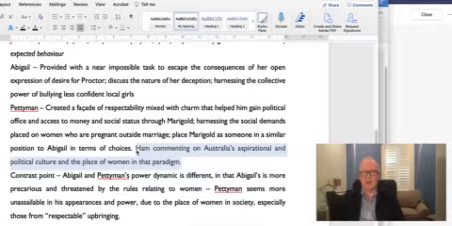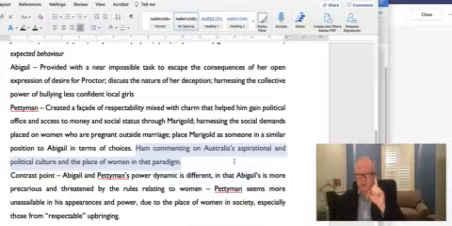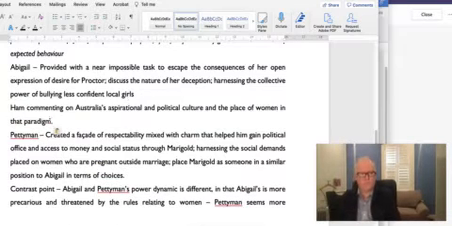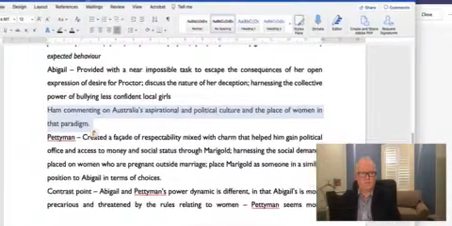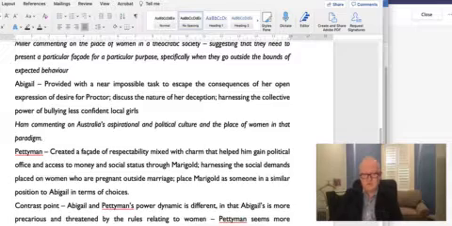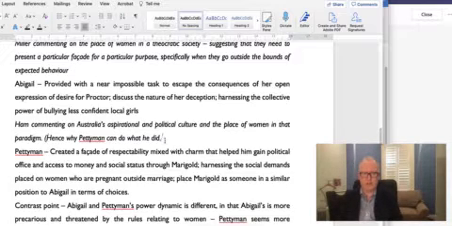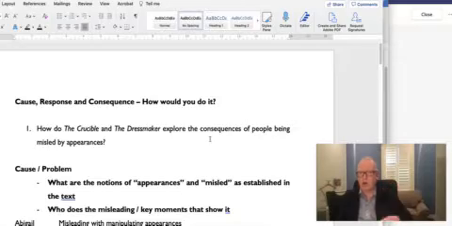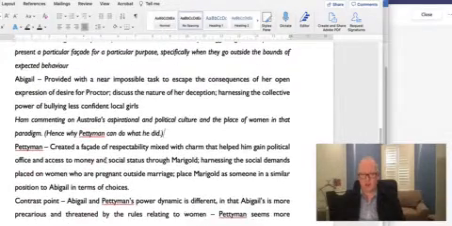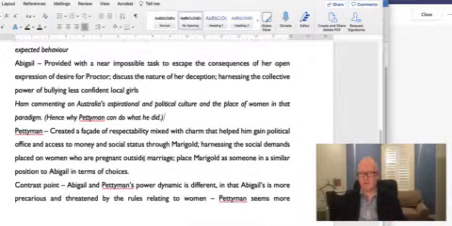Now, Ham commenting on Australia's aspirational and political culture and the place of women in that society is what I'm saying about the author. So I am taking that and I'm going to put it here. I'm just going to put that in brackets in there. That's what I'm going to talk about there, that whole notion. I need to be talking about being misled by appearances, but what causes that? What causes the need? What causes the conditions where that happens? Then you could talk about that sort of thing. Okay, so that's how you establish the misleading of appearances.